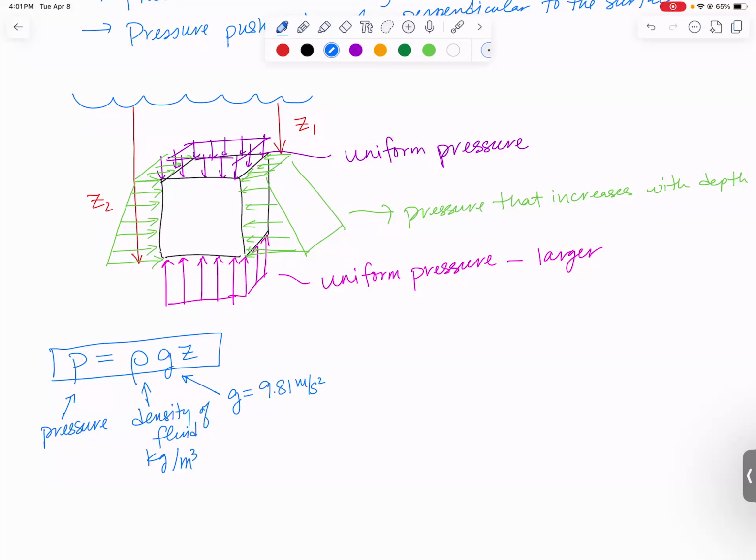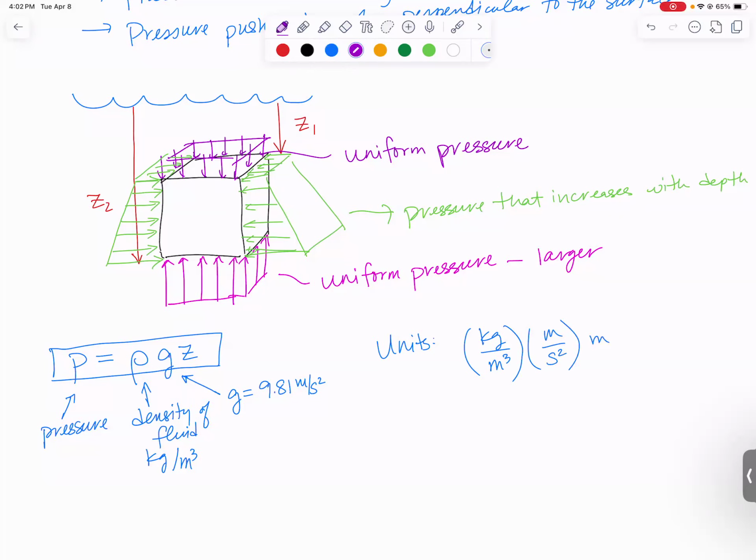And I should mention, up here at the surface, we have atmospheric pressure on top. But we are in this class going to neglect atmospheric pressure. Z is the distance below the surface. Let's check out the units. The density is kilograms per cubic meter. G is meters per second squared. And then Z is meters.